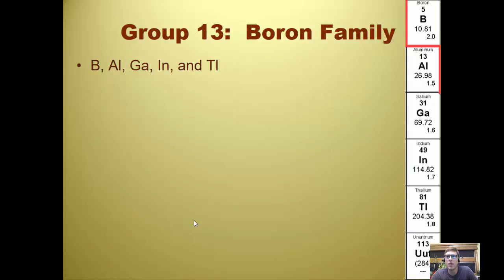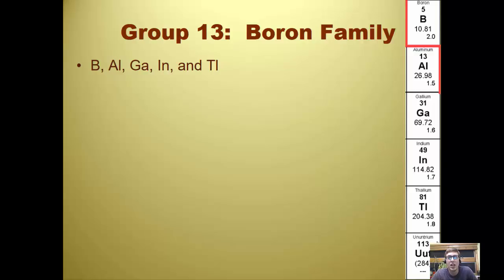Boron, aluminum, gallium, indium, thallium, and I'm not going to say these ones. Their names actually mean just the number. Ununtrium means 113, and it's just a placeholder. They will eventually get names as we discover them and name them. It's a long, complicated process.